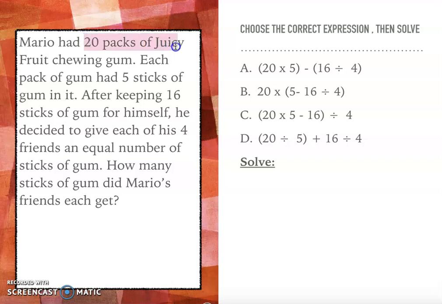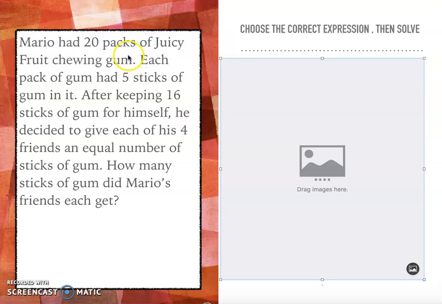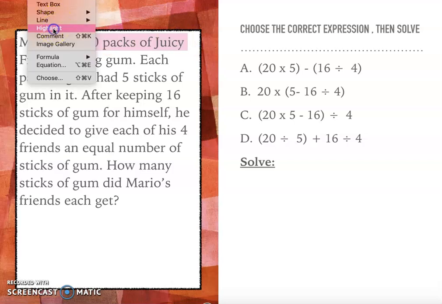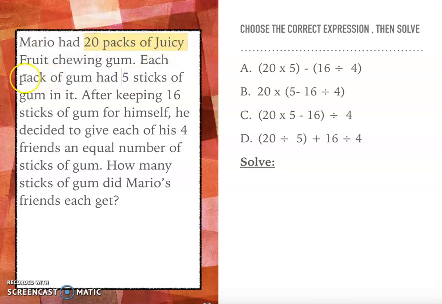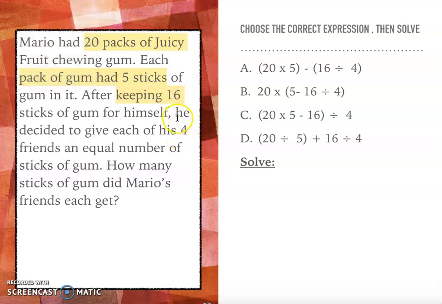So I'm going to come in and highlight important information. So Mario had 20 packs of juicy fruit. So I'm going to highlight that. And each pack of gum had 5 sticks. And then he kept 16 for himself. And then he decided to give each of his 4 friends an equal number of sticks of gum.